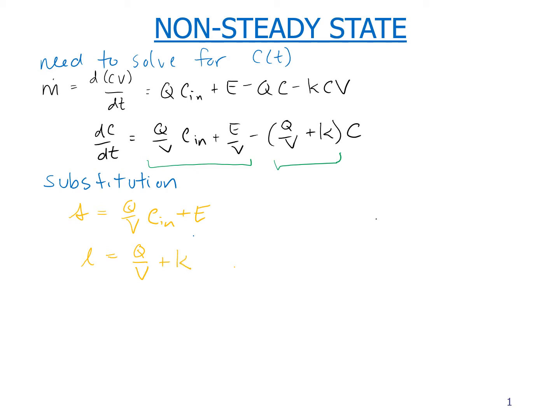Now I can rewrite my equation as dC/dt equals s minus L times C. And this will be easier to solve. The way that we solve this is through separation of variables, followed by integration.